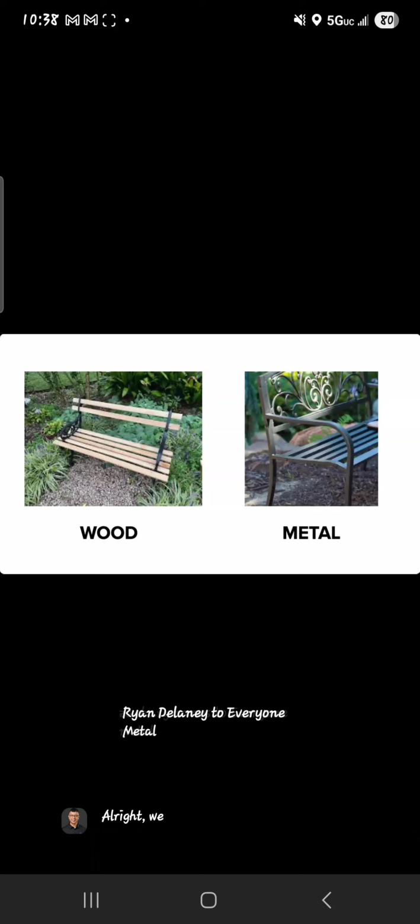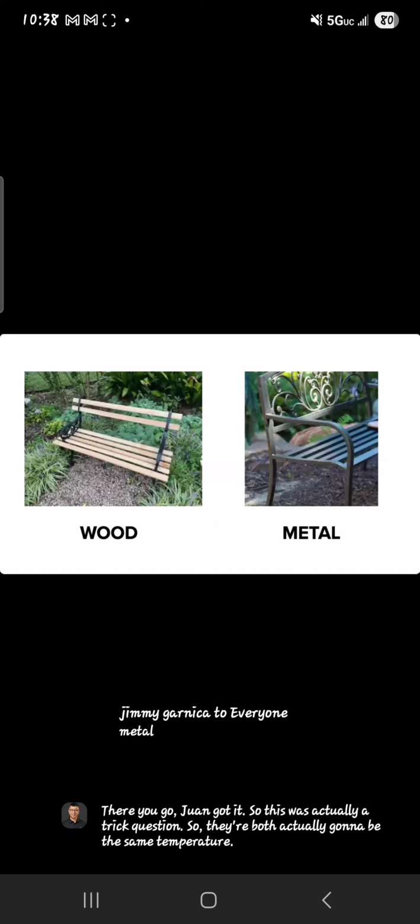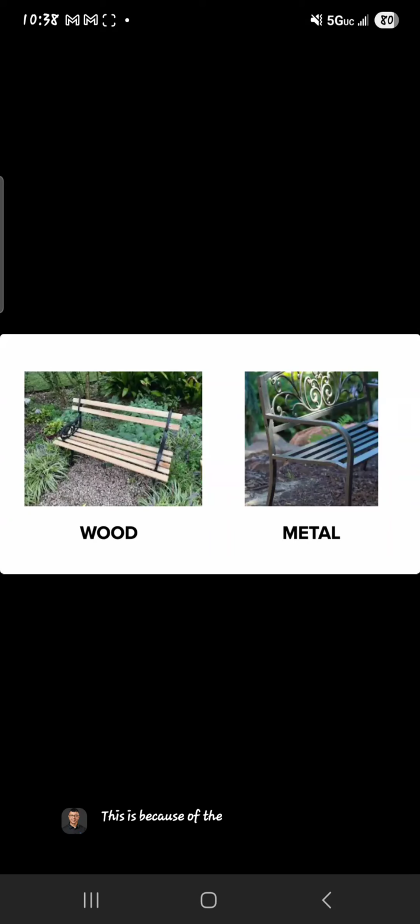We got wood, metal. So yeah, we got a little bit mixed in between. There you go, Juan got it. So this was actually a trick question. They're both actually going to be the same temperature. This is because of thermal equilibrium.